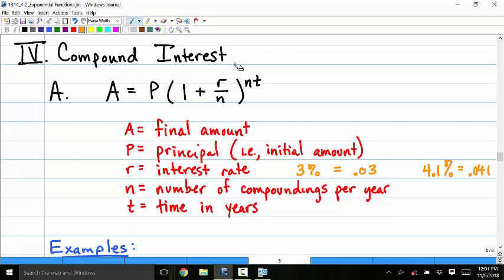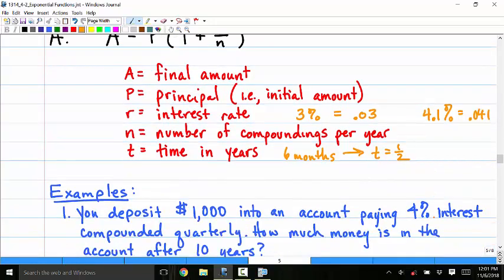N is the number of compoundings per year here. We're going to talk about that in just a second. And then T is always time in years. So if you invest it for, say, 6 months, what is your T going to be? 0.5, exactly. If it's 6 months, you have to say T is equal to 1/2. It's half a year, because T is always in years. So be careful there.